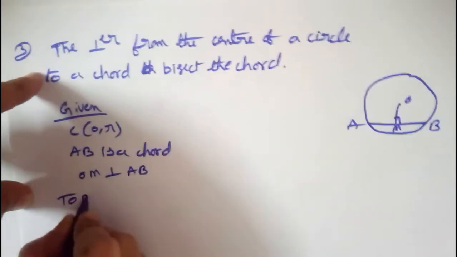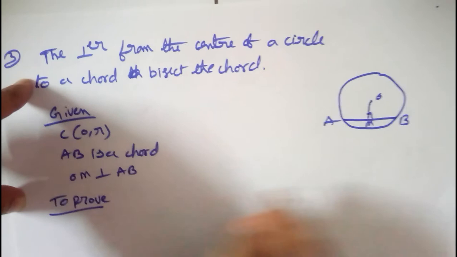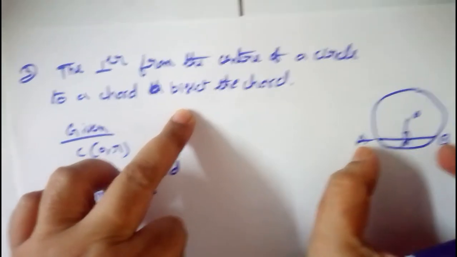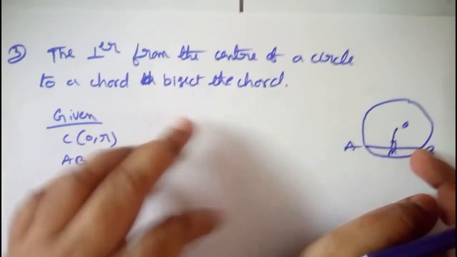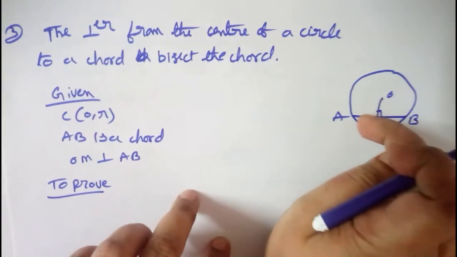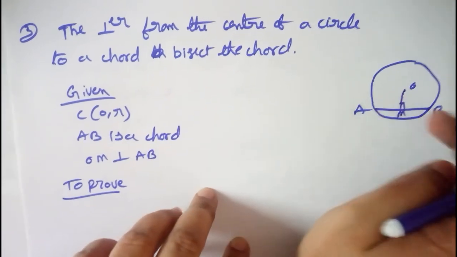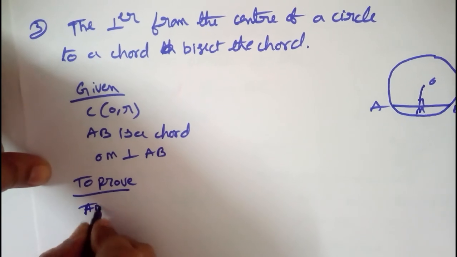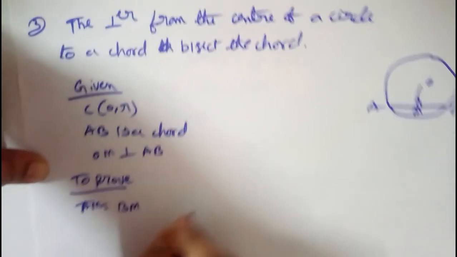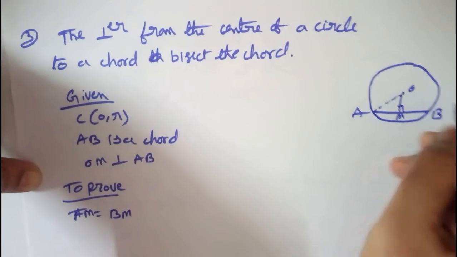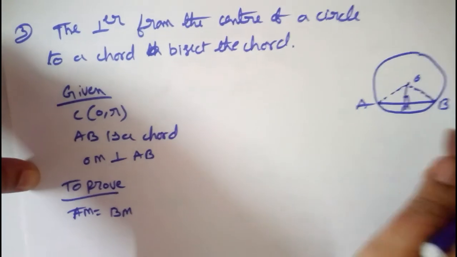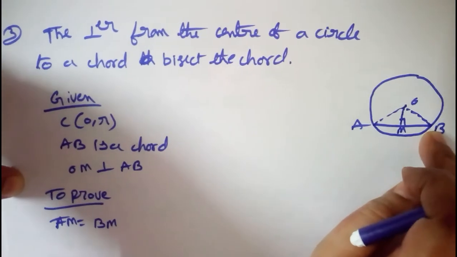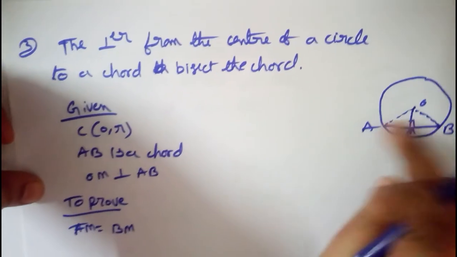What is to prove? It bisects the chord. It bisects the chord means chord AB will be divided into two equal halves. Bisect means it will be divided into two equal halves. That means AM is equal to BM. So what is to prove? AM is equal to BM. Construction: join OA, OB. If you prove these two triangles are congruent, then we can say that AM is equal to BM, corresponding parts of congruent triangles. Then how to prove these two triangles are congruent?